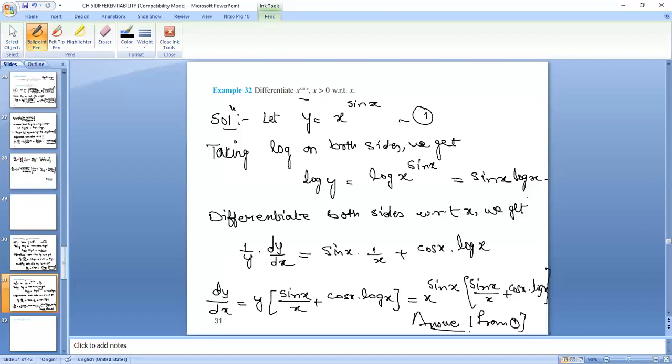Then on the right side, we have product of two terms, sin x into log x. So we will apply the product rule. Sin x as it is, derivative of log x, which is 1 upon x, plus derivative of sin x is cos x into log x as it is. The next step, multiply both sides by y. So dy by dx is equal to y into sin x upon x plus cos x into log x. Put the value of y from number 1. So x raised to power sin x into sin x upon x plus cos x into log x, right? This is the final answer.